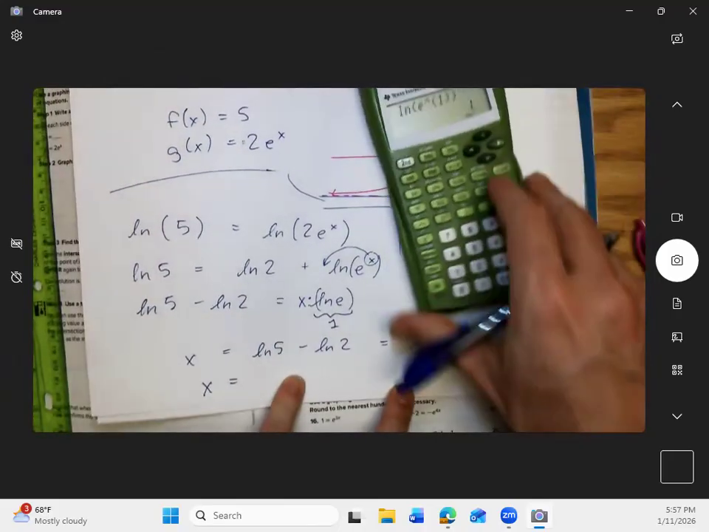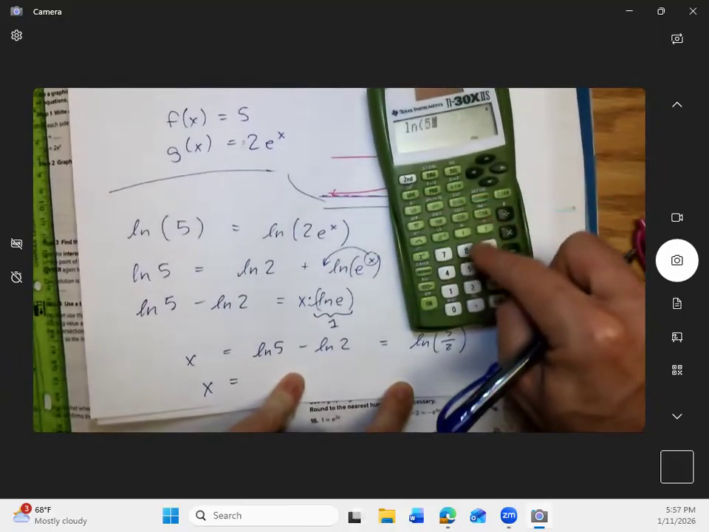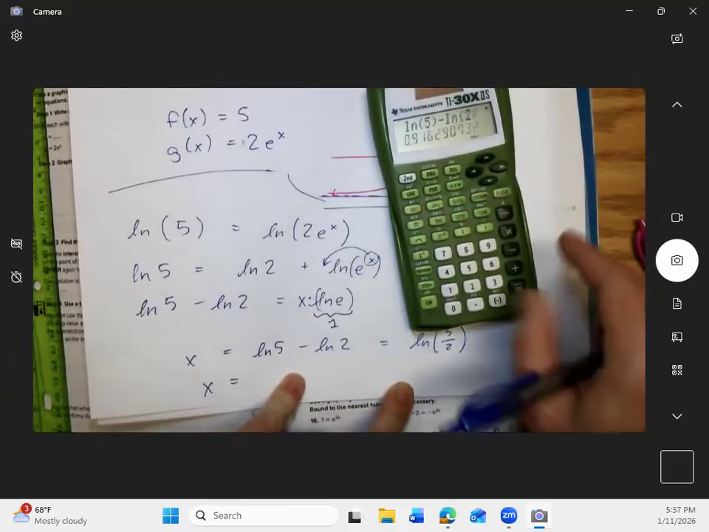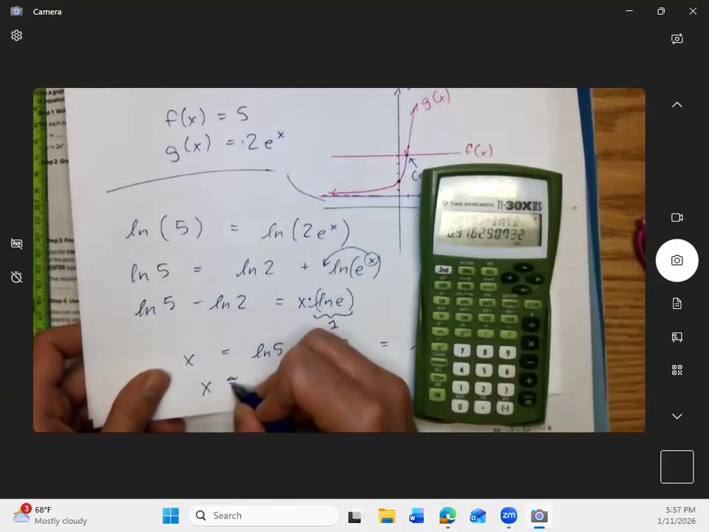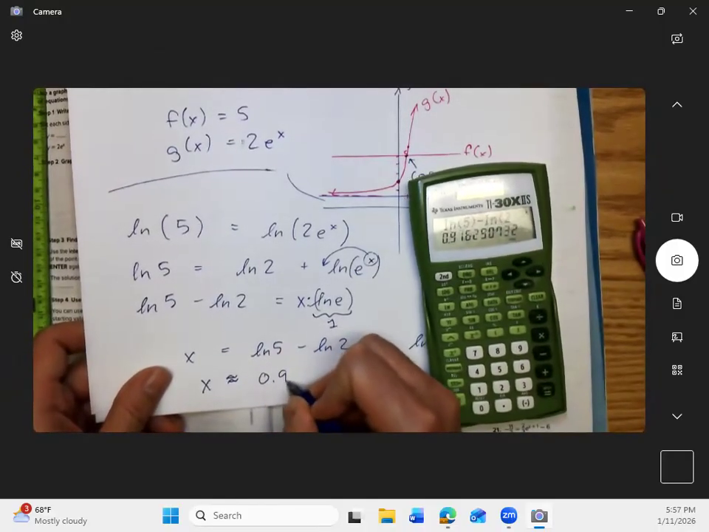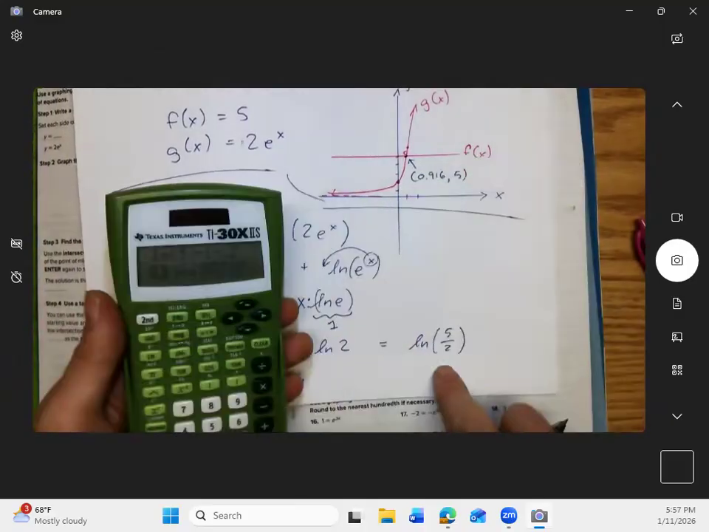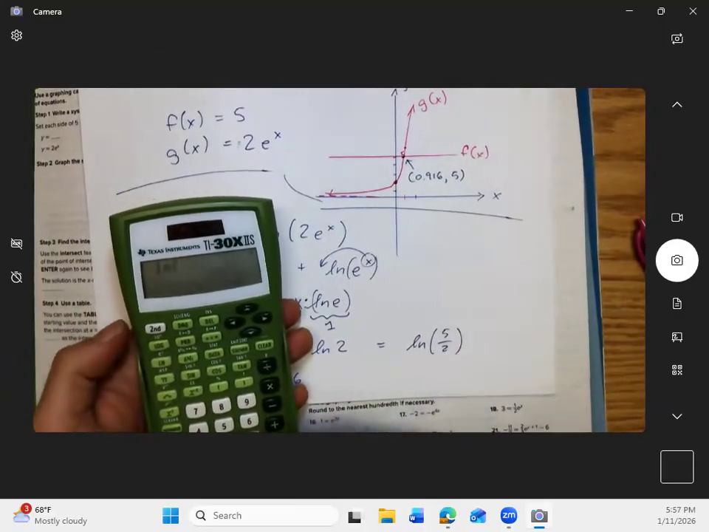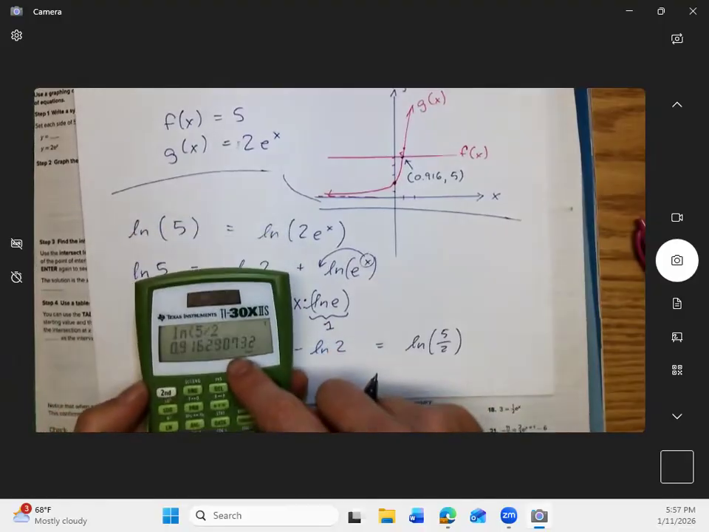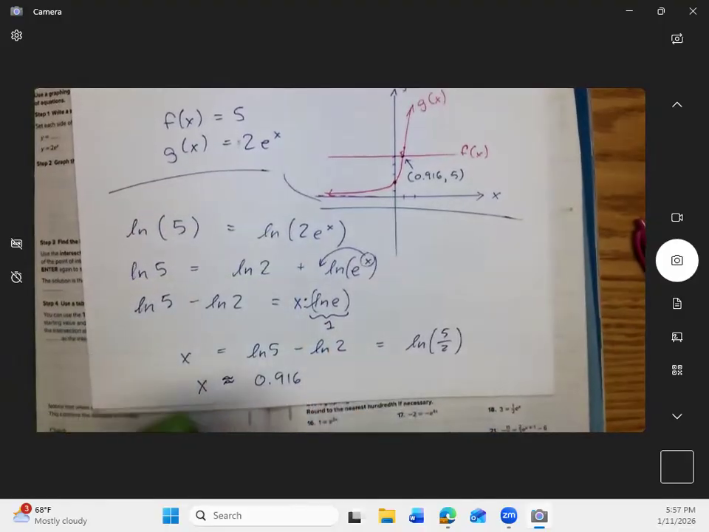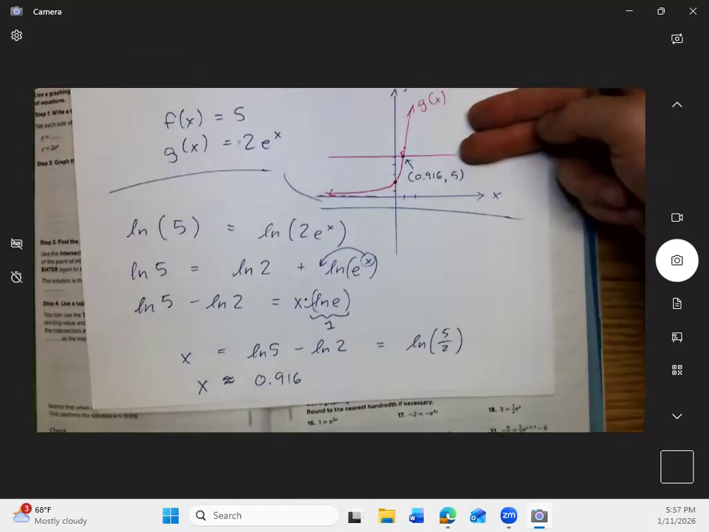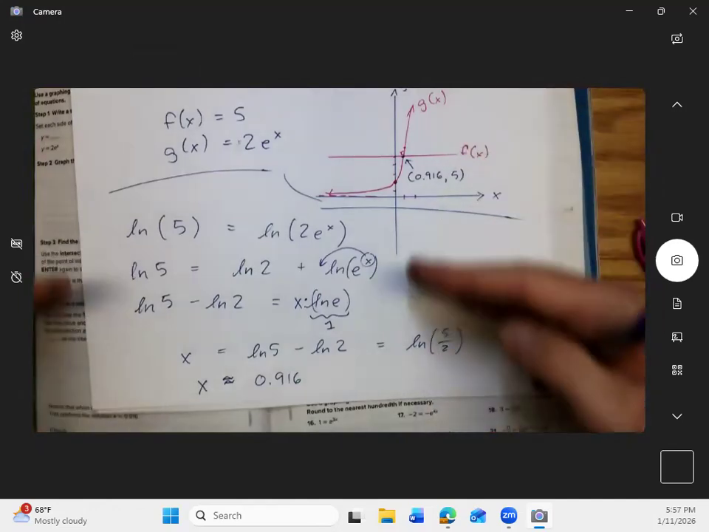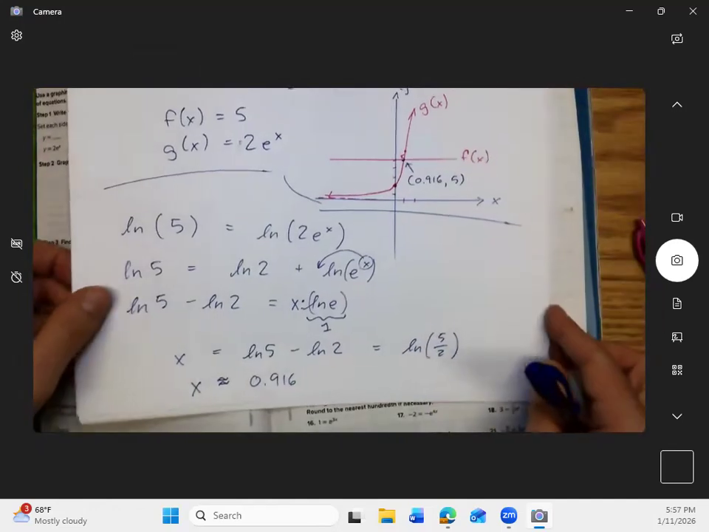I'll try it both ways. What's natural log of 5 minus natural log of 2? 0.916. Sure is, or I should say approximately equals 0.916. Or if I did it this way, natural log of 5 over 2. Yes, it's the same thing. And so there's three ways to do it. You graph that in Desmos or with your graphing calculator. And then when we get to module 8, we'll more properly go over this other method.